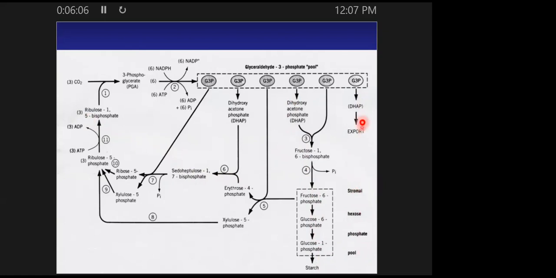So some of that G3P is getting exported. What they mean by that export, they mean out of the chloroplast into the cytoplasm. And then it will be made into sucrose. And then eventually that gets dumped into the vein, into the phloem sieve tube elements, and gets sent around to the different parts of the plant body that need it.